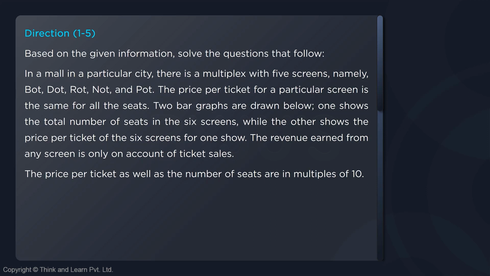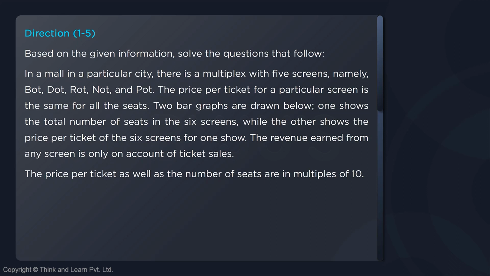In a mall in a particular city, there is a multiplex with 5 screens, namely bot, dot, rot, not, and pot. The price per ticket for a particular screen is the same for all the seats. Two bar graphs are drawn below. One shows the total number of seats in the 6 screens, while the other shows the price per ticket of the 6 screens for one show. The revenue earned from any screen is only on account of ticket sales, nothing else. The price per ticket as well as the number of seats are a multiple of 10.